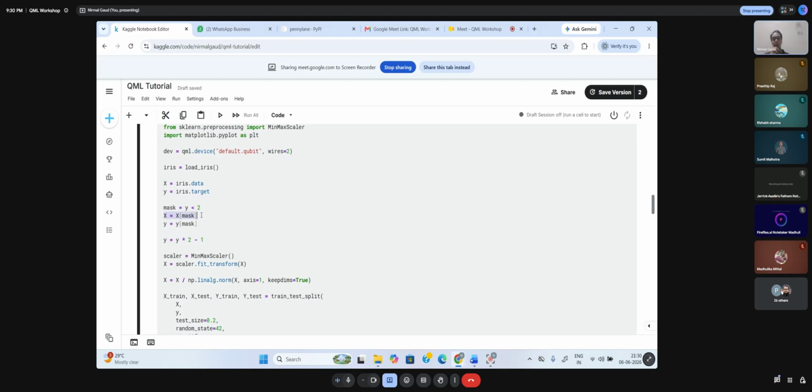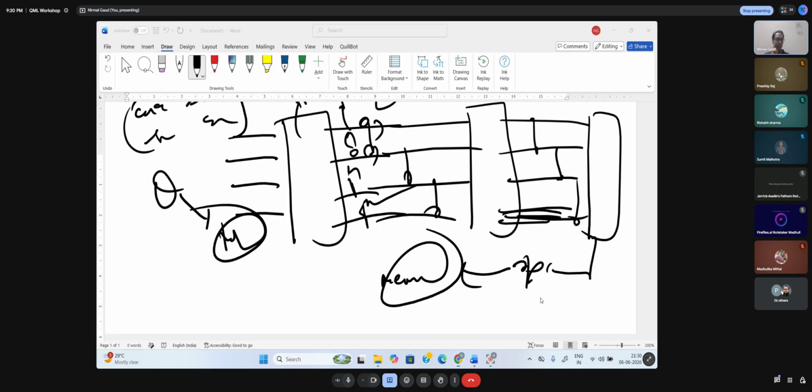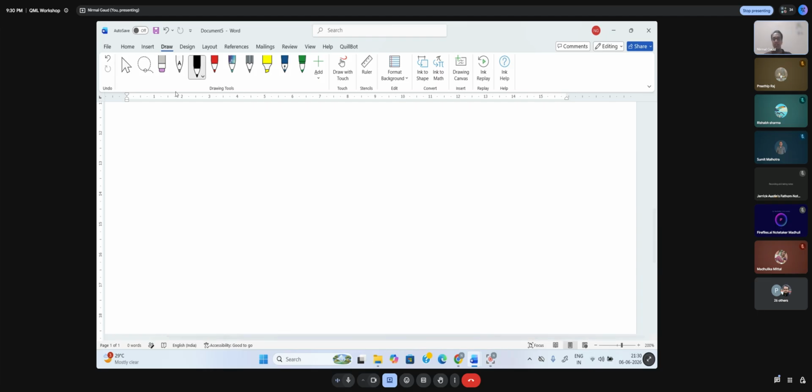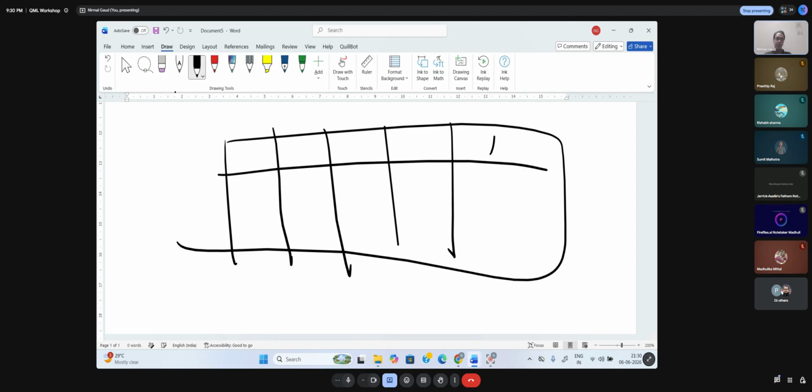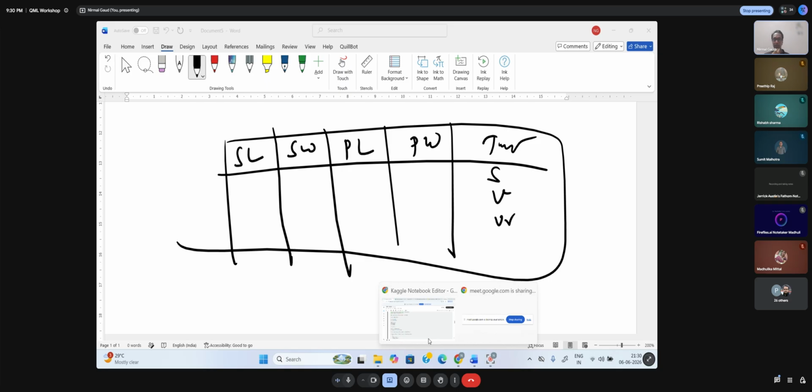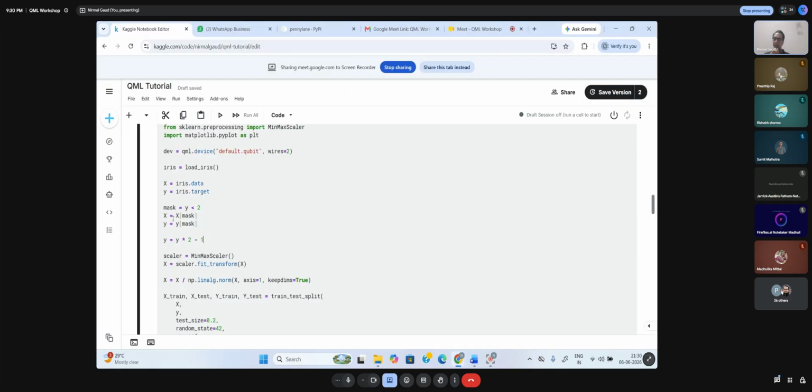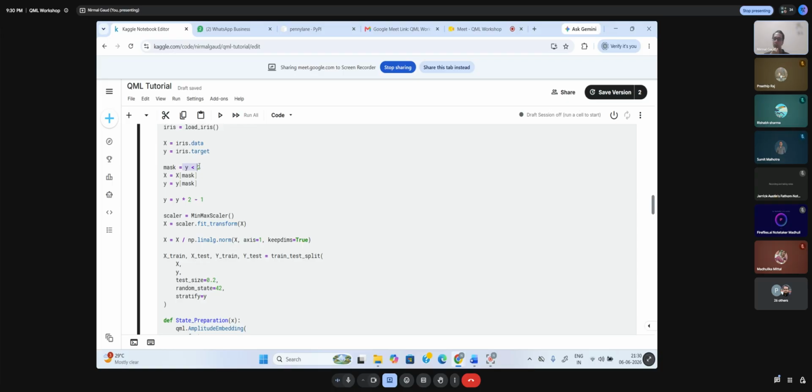How many features did I tell you? In this dataset, there are four features: one, two, three, four, and a target. Sepal length, sepal width, petal length, petal width, and the target: Setosa, Versicolor, and Virginica. Three classes are there. Any value of y less than 2 can be 0 or 1.